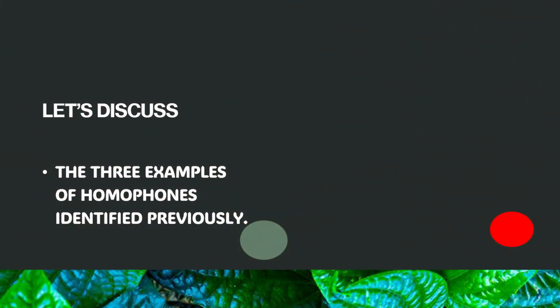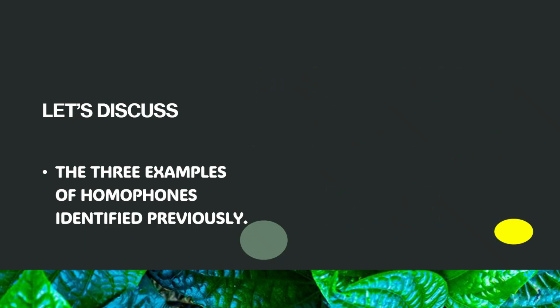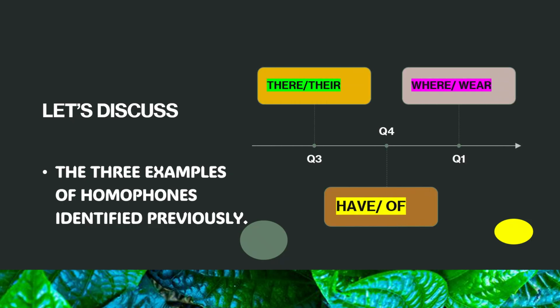Let's discuss the 3 examples of homophones identified previously, and they are there and their, where and wear, and have and of.